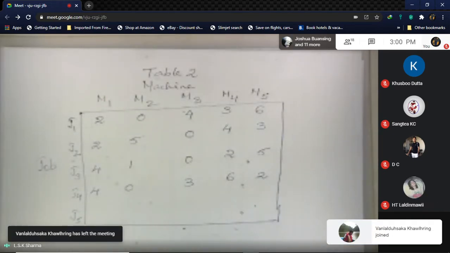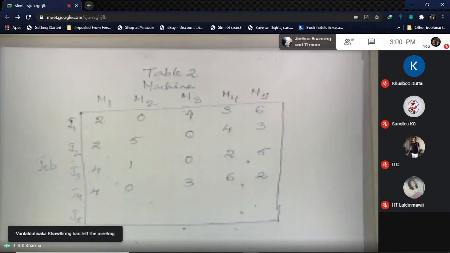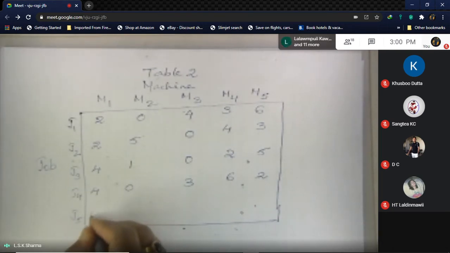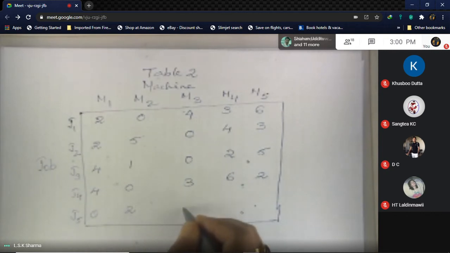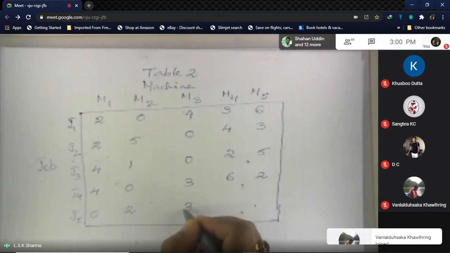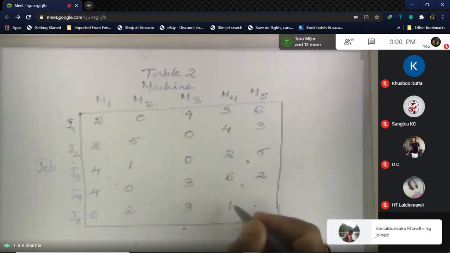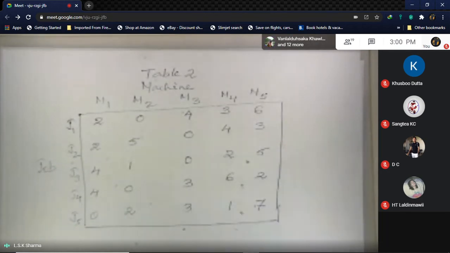Then of course the last one: the smallest number is 4. 4 minus 4 is 0. 6 minus 4 is 2. 7 minus 4 is 3. 5 minus 4 is 1. And 11 minus 4 is 7. Okay. Now this is the first step done.